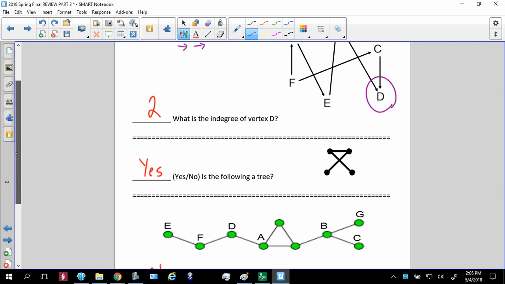Is the following a tree? Yes. This is not a connection point. That means we just have a twisted tree here. That's like if you take your arms and cross them. Just because you cross your arms does not mean they're connected at the elbow. So this is an open tree, which means, yes, it is a tree.